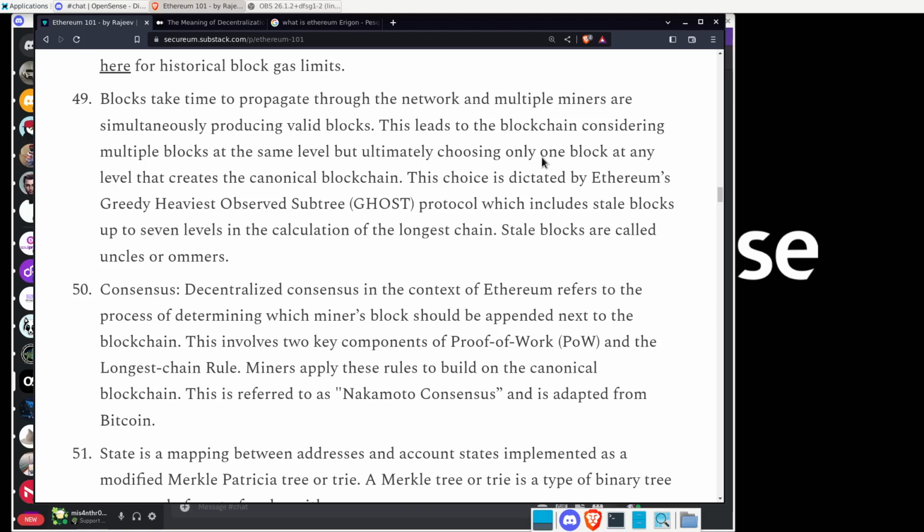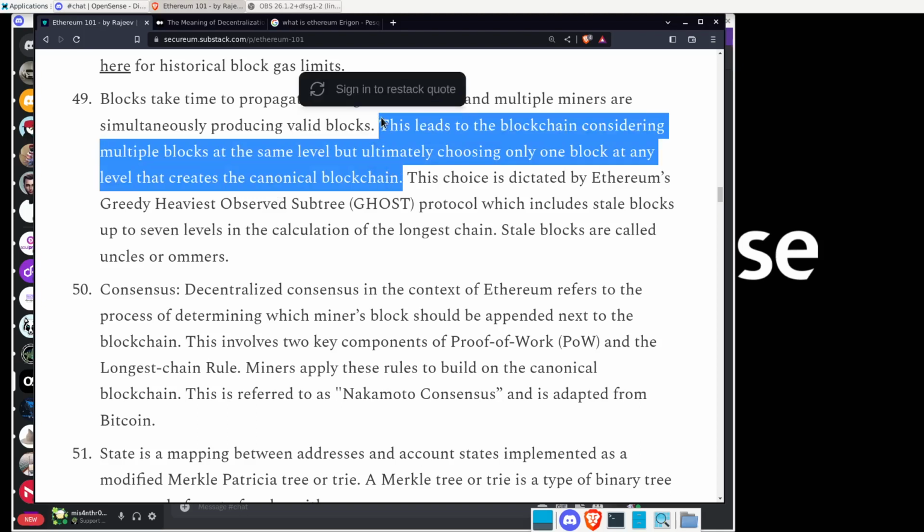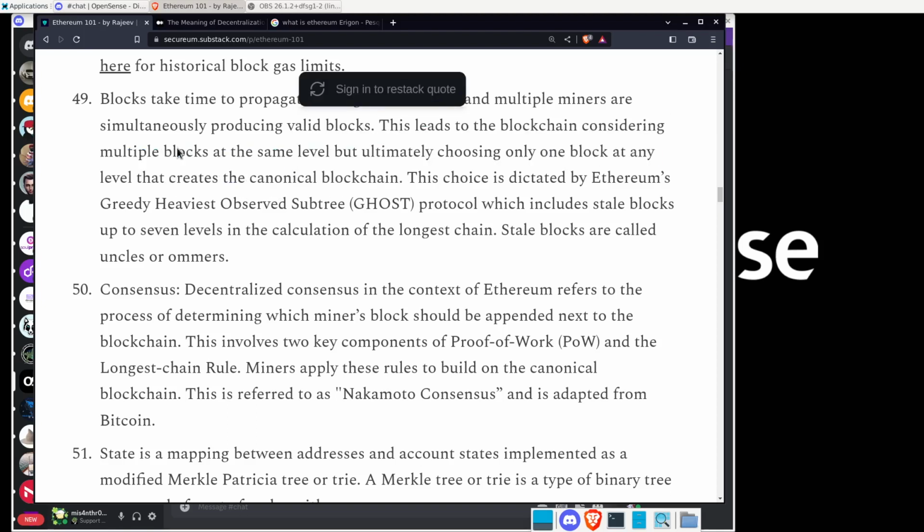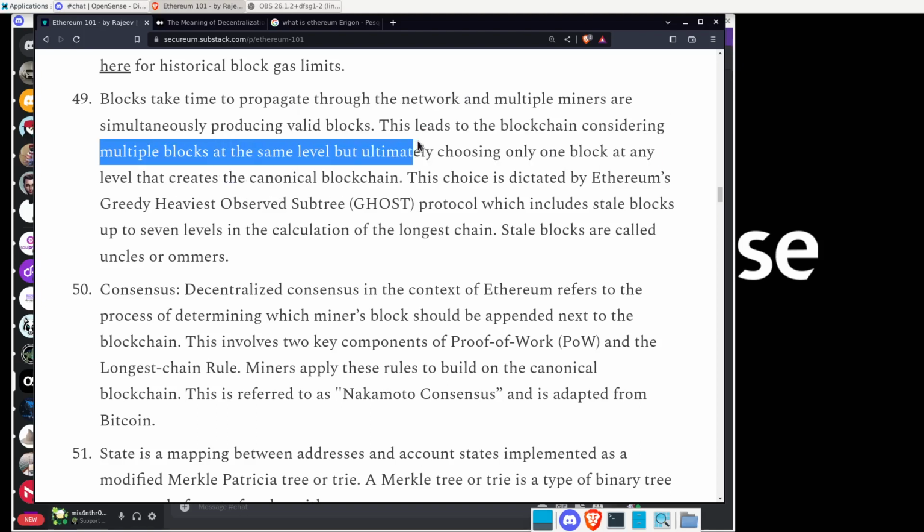Blocks take time to propagate through the network, and multiple miners are simultaneously producing valid blocks. This leads to the blockchain considering multiple blocks at the same level, but ultimately choosing only one block at any level that creates a canonical blockchain. This is a really interesting point too, if you think that multiple blocks are at the same level, but we need to choose one of those.